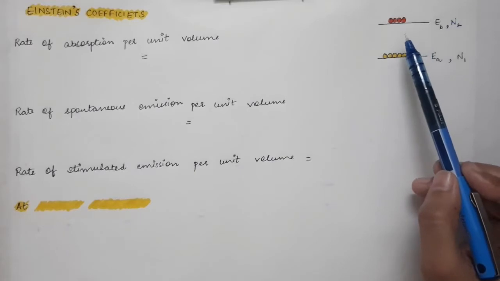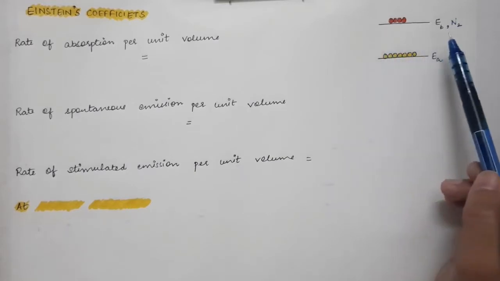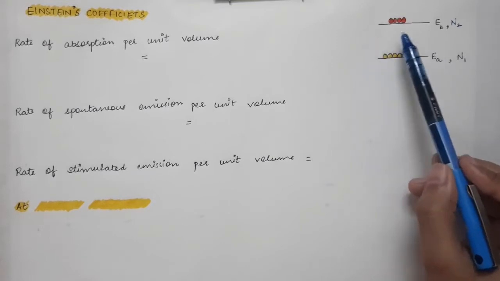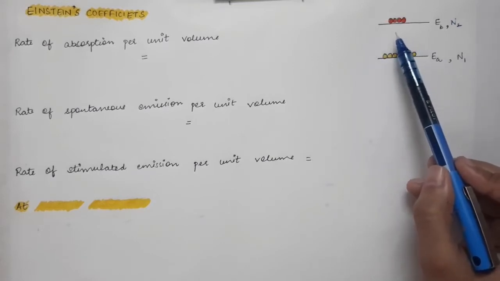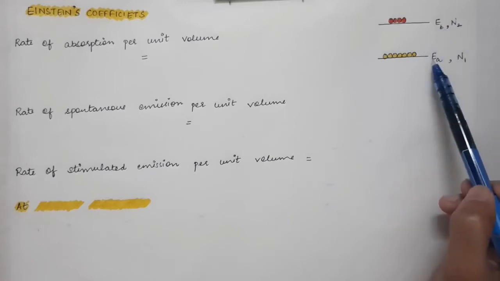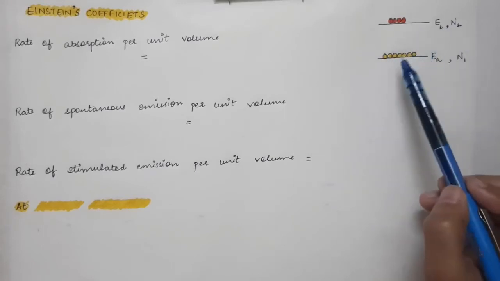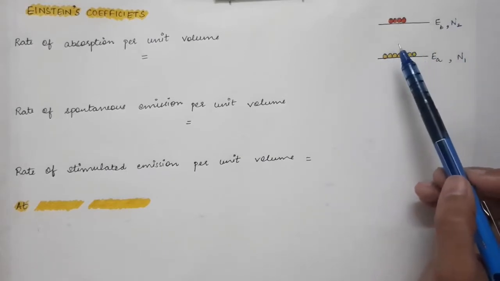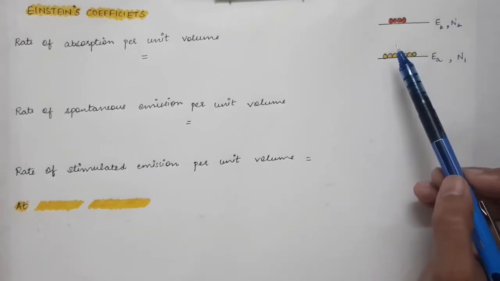So now we will make photons of energy equal to EB minus EA interact with this system. What will happen? There are three possibilities, as we discussed in the previous lecture.